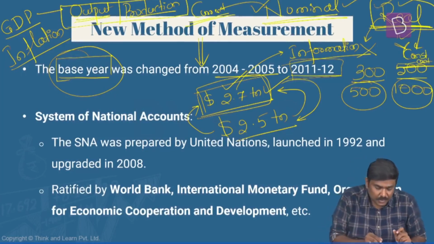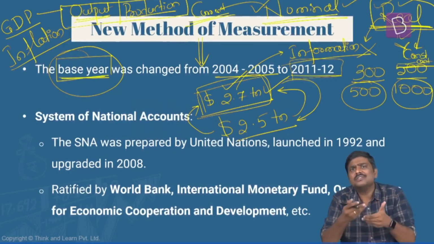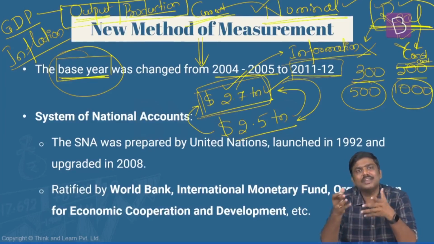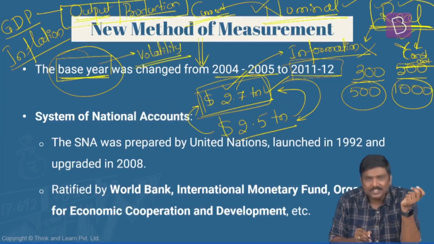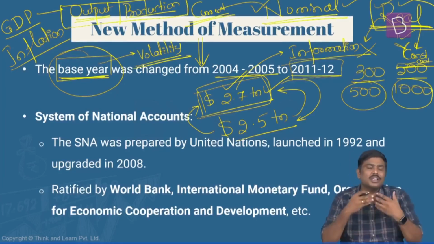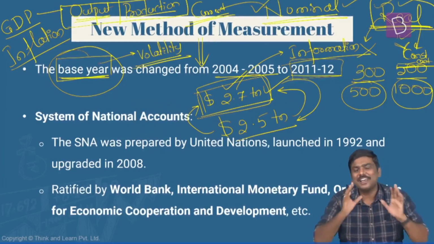Now, apart from this, with respect to the concept of a base year, how is the base year chosen, on what parameters is the base year chosen? Generally, understand this: a year with very low volatility is generally chosen as a base year. Now you'll ask me, sir, what do you mean by very low volatility?